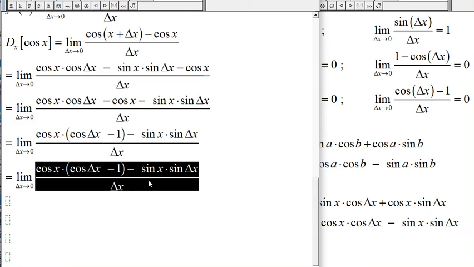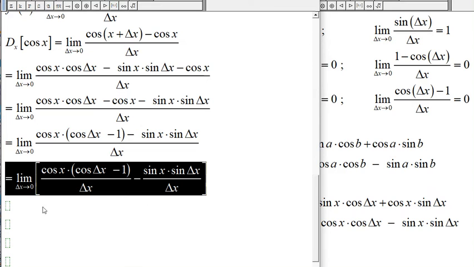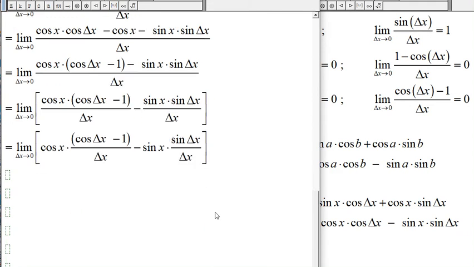And then we're going to separate the difference here. So that's going to be the same as this, minus that dividing by delta x. And then we're going to move some terms around. So this is the same as if we write it as cosine times this quantity, and then this is sine times that quantity.